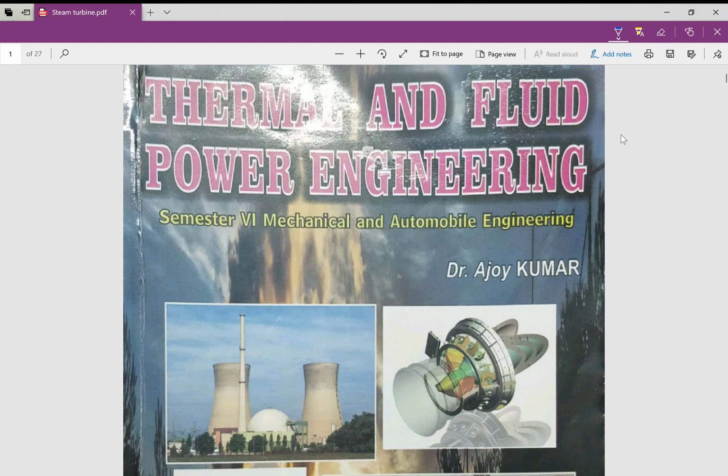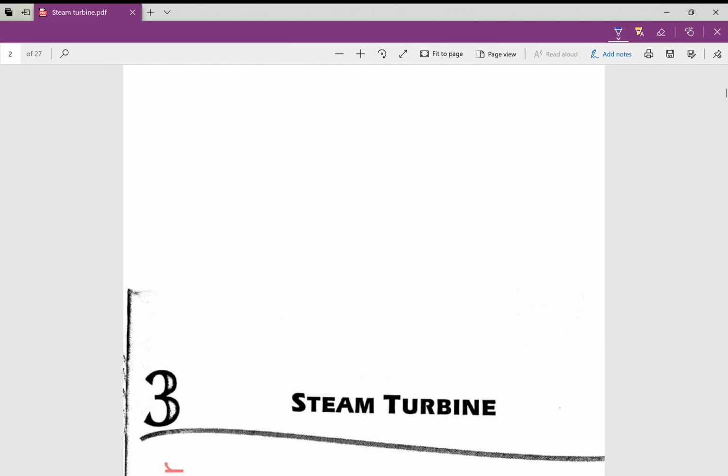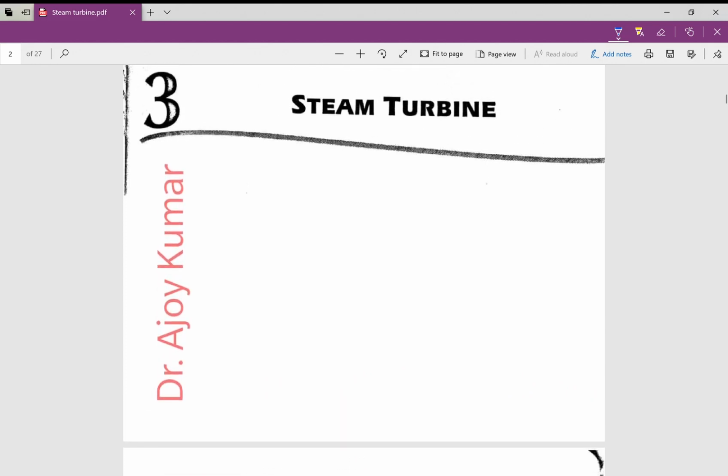I will be dealing today with steam turbine. The whole PDF material I have taken as a scanned copy from my book Thermal and Fluid Power Engineering. So in this steam turbine, as you know, steam turbine is a rotary device where a rotor is assembled with a wheel and turbine blades.